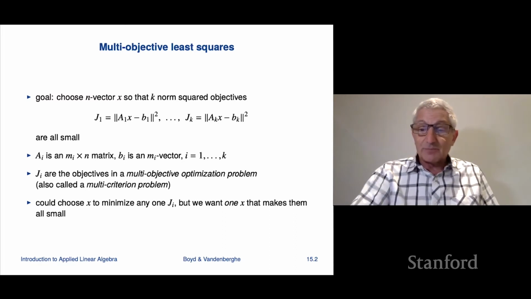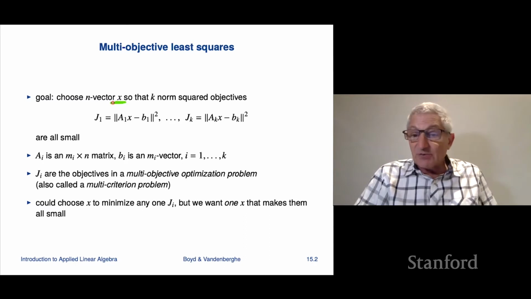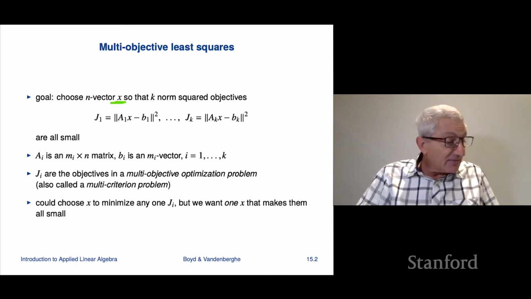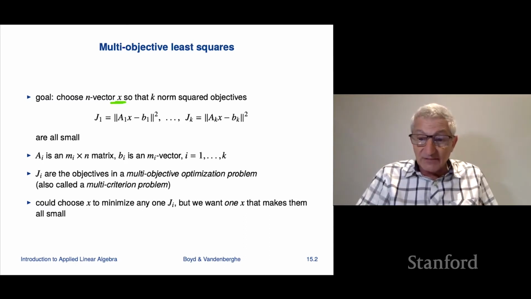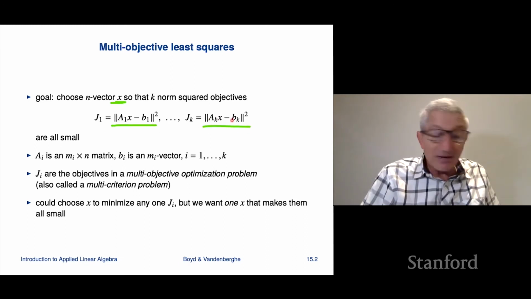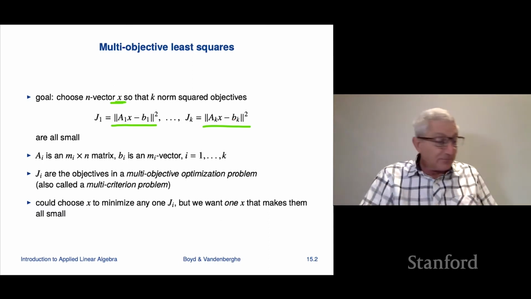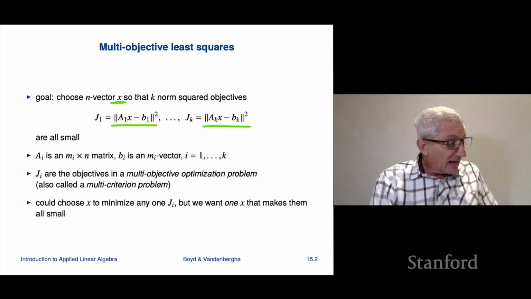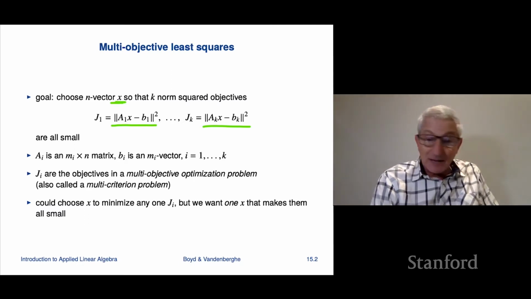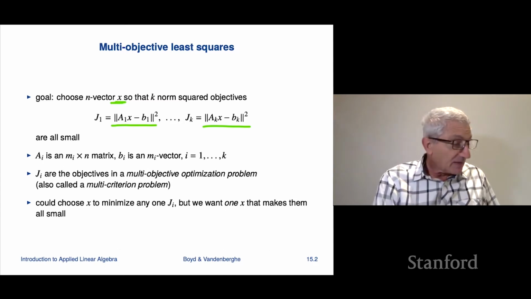So here's the problem. What we have is we're supposed to choose an n-vector x. That's no different from least squares. But the difference is now, instead of having one least squares objective, we actually have k of them. So I have norm a1x minus b1 squared, all the way up to norm akx minus bk squared. So I have k different things that I want small. Here, Ai is an mi by n matrix. They can have different numbers of rows, and bi, of course, is an mi-vector.